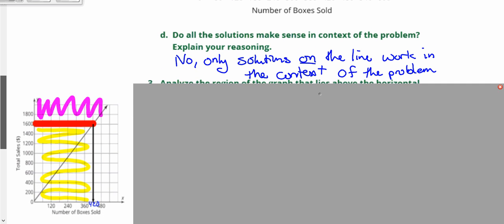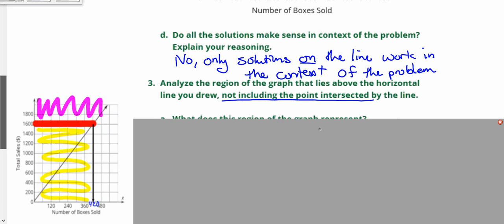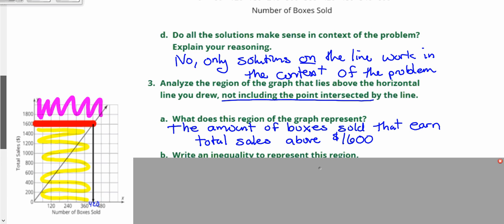Okay. Now they're asking us to analyze the region of the graph that lies above the horizontal line. So now we're looking at this purple region up here. But notice this time they are saying not including the point intersected by the line. So now we're not including it. So what does it represent? It is the amount of boxes sold that earn total sales above $1,600.